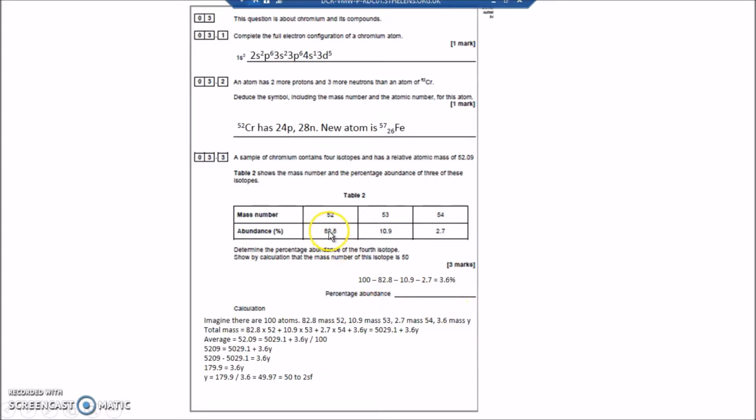So this is the number of particles out of the 100 that I've got with mass 52. So if I multiply those two together, I'll find out the mass of these particles.